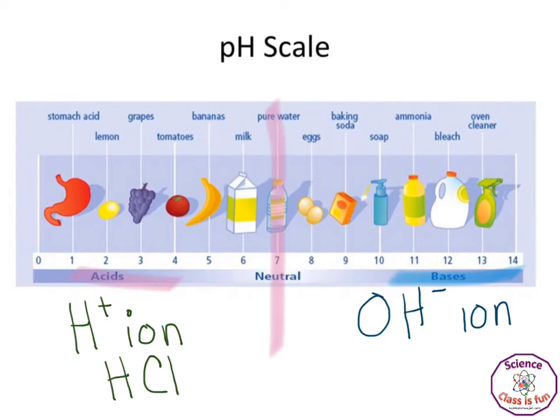Then we have OH minus ion. You'll notice that there's a minus symbol. That tells us it's going to be at the end of a compound. For example, NaOH, the OH is at the end. This is found inside oven cleaners.